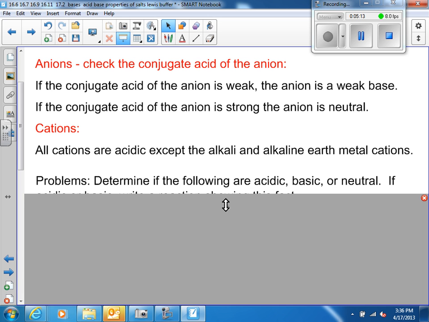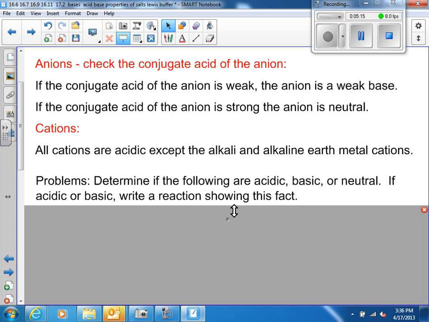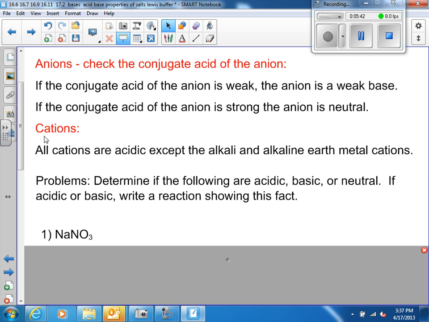Let's do some problems. There is one thing, something called amphiprotic, that I haven't mentioned. If an anion has an H in it, then it actually can be acidic if the anion's H can come off. So anions can be acidic if they have an H in them that is ionizable. We won't worry about that so much.